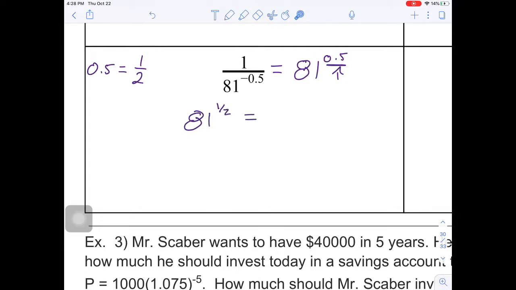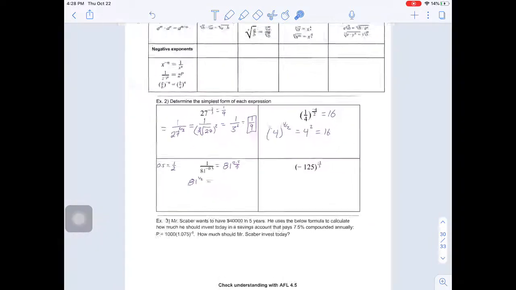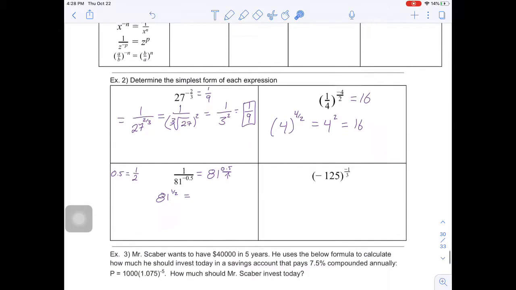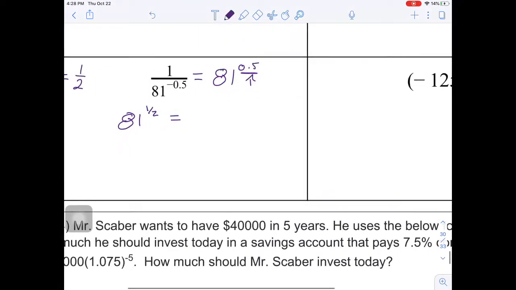And now I'm going to use my rule where if I have a fractional exponent with a denominator of n, that's actually my index. So here, this will be the square root of 81. And I can represent that without even writing the index, because remember, when you don't write the index, you imagine a 2 being there. And hopefully we all know that the square root of 81 is 9. So there's my answer for this.